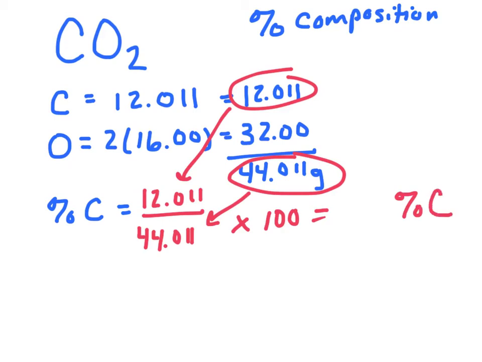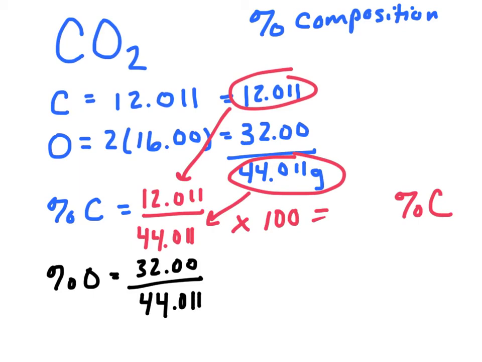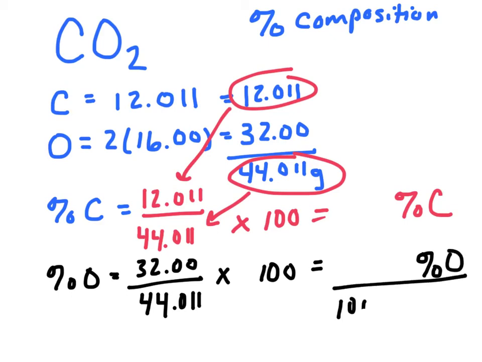And you do the same thing for oxygen. For the percent of oxygen, it should be 32.00 divided by the total mass, 44.011, times 100, and that will give me my percent oxygen. Now once I've got these two percents, they should add up to 100.00. Report your percents to 2 places after the decimal, and you should be within 0.01.